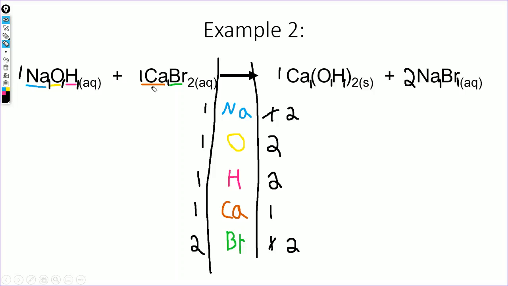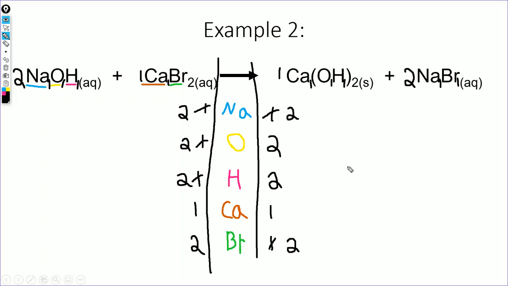There are fewer sodiums on the left-hand side, so I'm going to change this coefficient to give myself more sodiums, from a 1 to a 2. I have 2 times 1. I have 2 sodiums, and sodium is balanced. But that also changed my oxygen. So I have 2 times 1. I have 2 oxygens. And I have 2 times 1. That's 2 hydrogens. And looky-hoo, everything's balanced. I have 2, 2, 2, 1, 2.